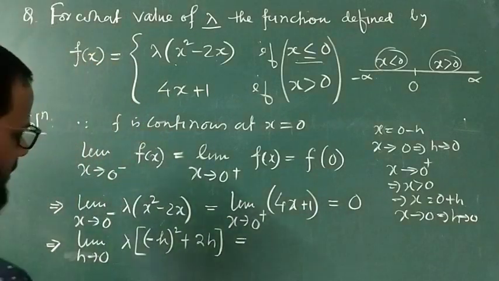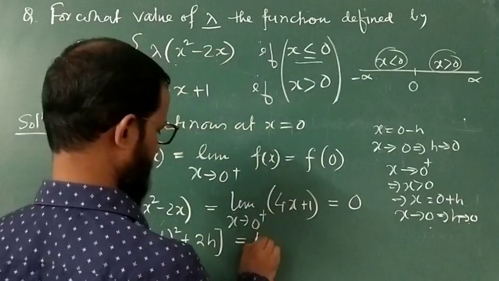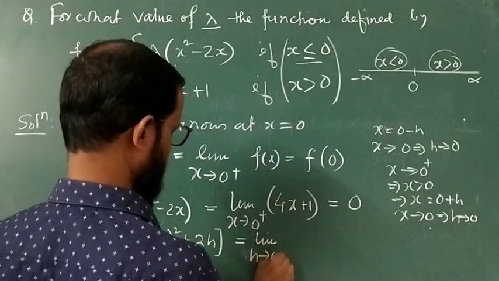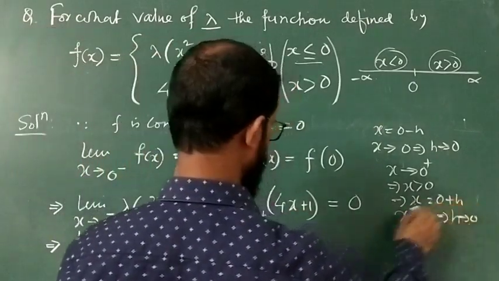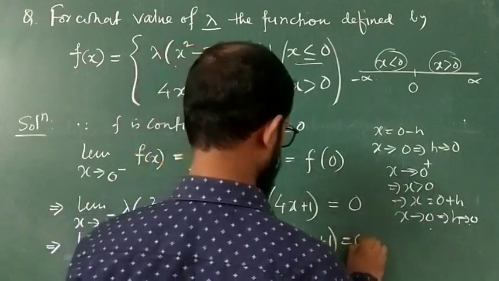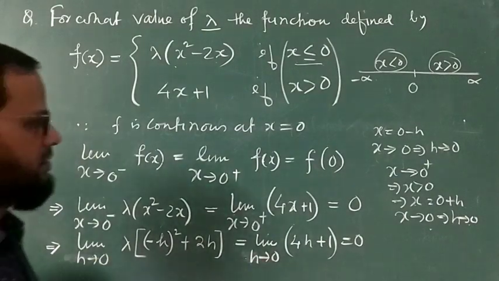Then finally, limit of x tends to 0 implies limit of h tends to 0. Convert the limit, change the limit: h tends to 0, and here x is replaced by h, so 4h plus 1 equal to 0. Okay, so finally we are getting these things, you can mention here in a separate manner.